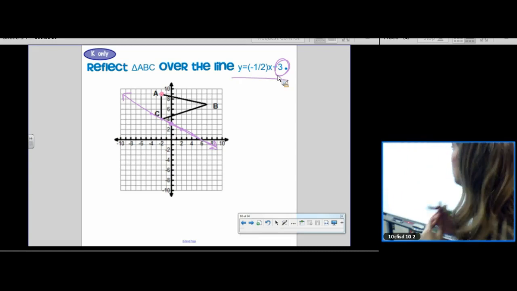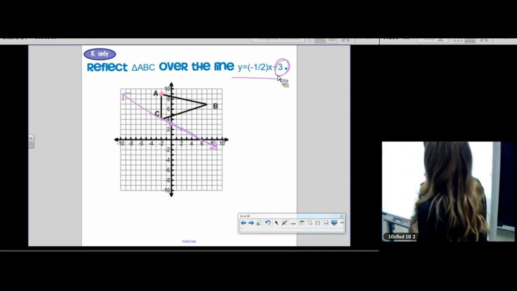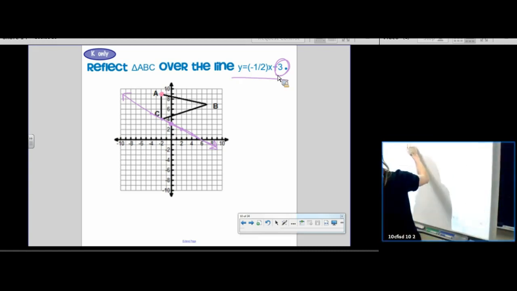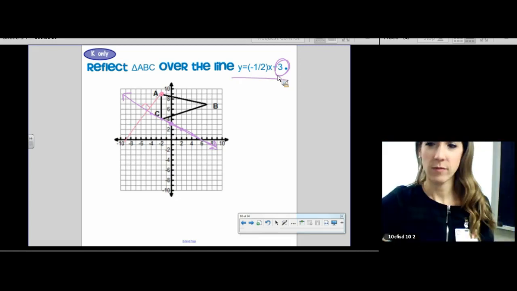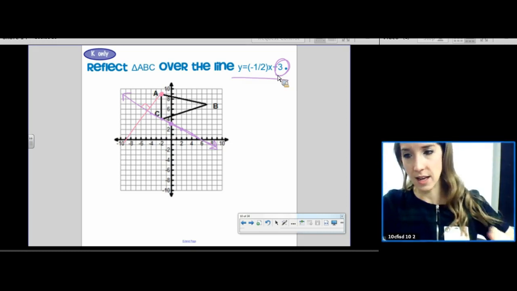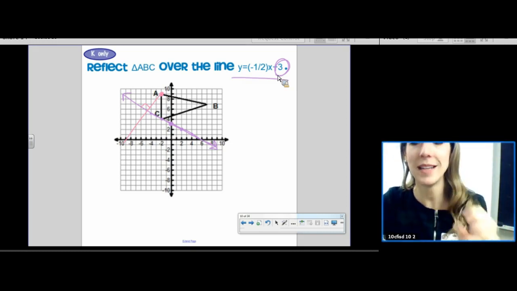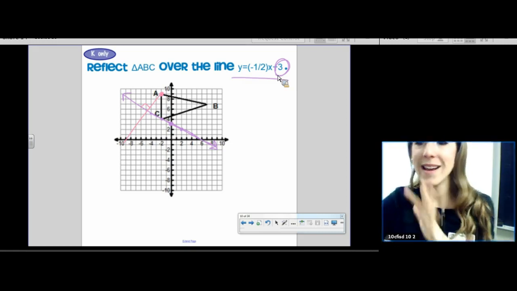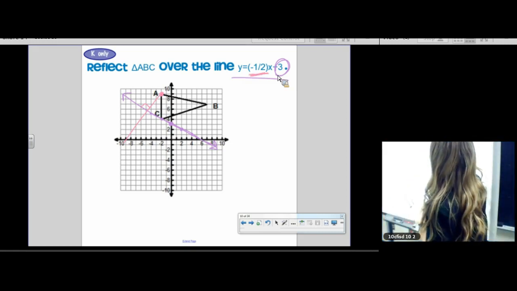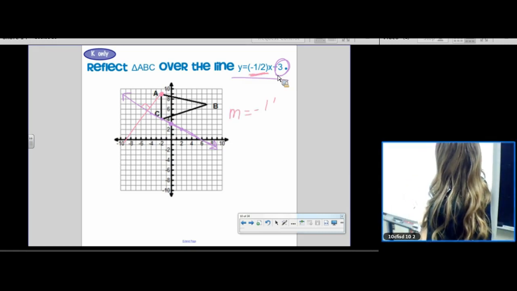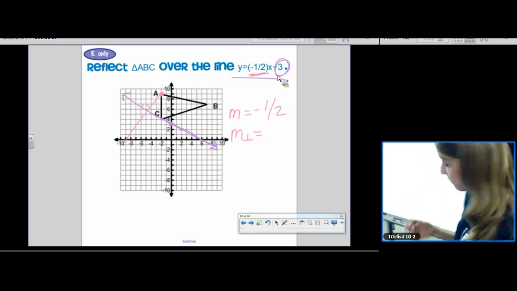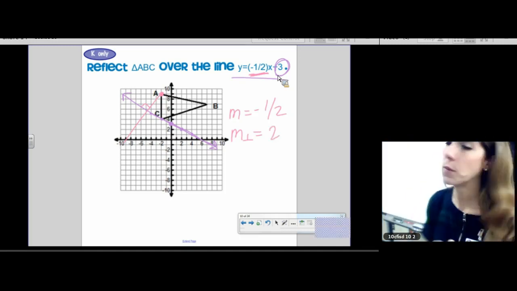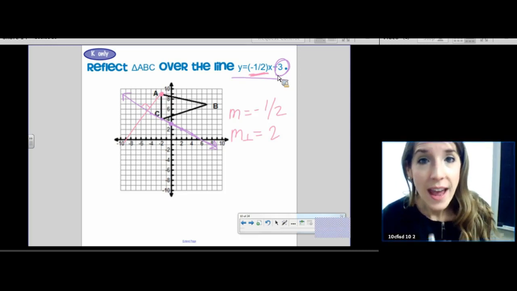Well, I know that A prime is going to lie somewhere on the line that's the perpendicular bisector, right? Or that line that A prime is going to lie on is going to be perpendicular to the purple. So what is the slope of the purple? The slope is negative 1/2. What about the perpendicular slope? It would be 2.